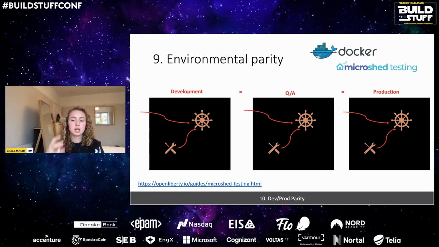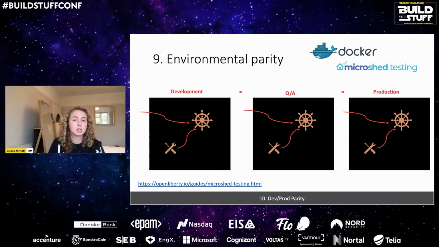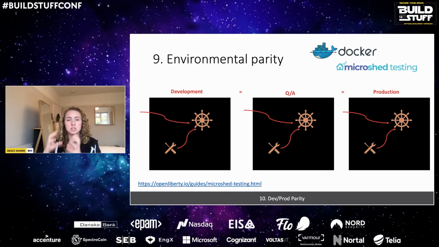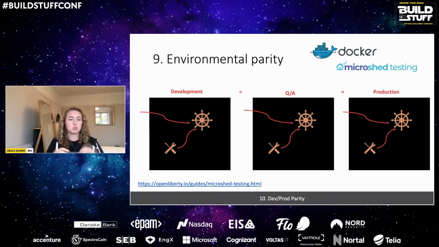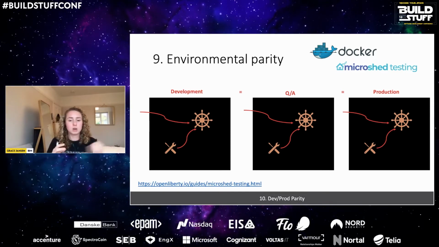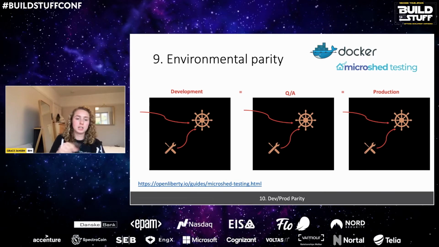So if you're trying to test your application in an environment as close to production as possible, you can use things like test containers or microshed testing. They basically utilize containers on your local machine to be able to bring up things like backing services that your application might rely on and run integration tests against them all. So if you're interested in that, I've put a link to a guide that you can take part in.